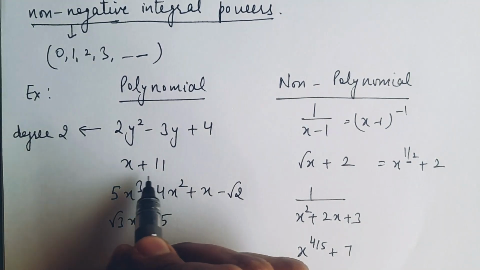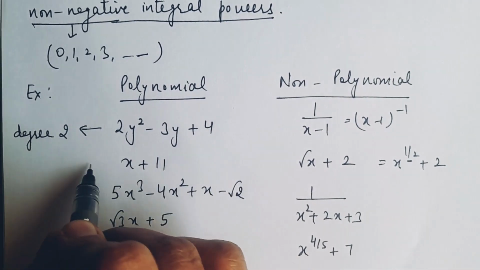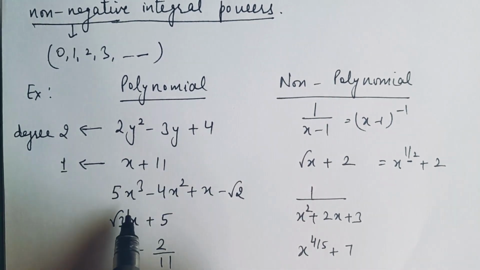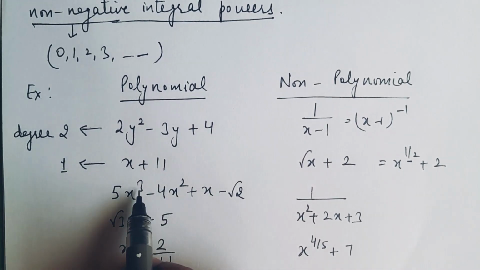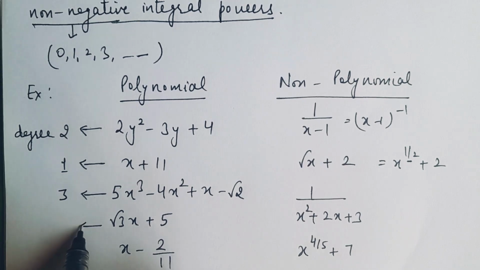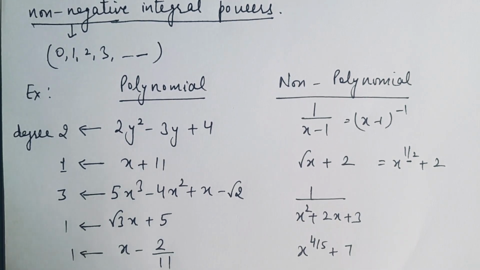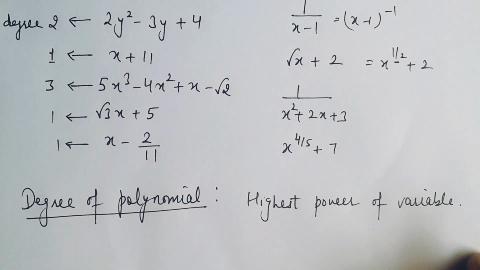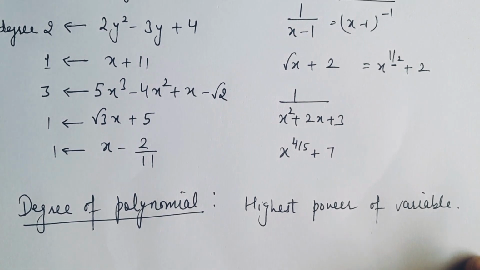Similarly, in x plus 11, highest power of x is 1 only. So degree will be 1. Similarly, in this, highest power of x is 3 here. So degree will be 3 here. Similarly, here the degree will be 1. Here the degree will be 1. So highest power of any variable in a polynomial is called the degree of the polynomial.